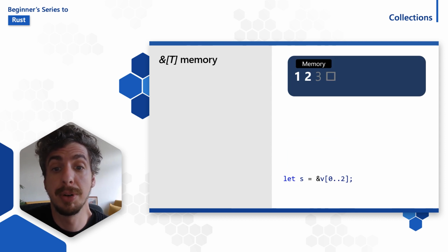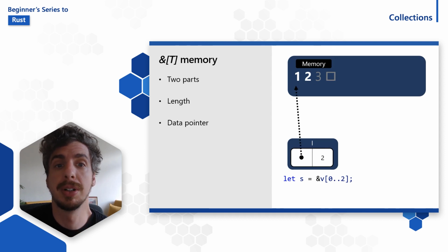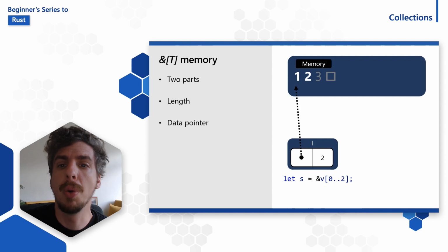The slice is composed of 2 parts, a length, in this case 2, and a data pointer. Remember, slices don't own their data, they just refer to other data owned by some other value. Now that we know the basics of what collections are, let's go ahead and use some of them.